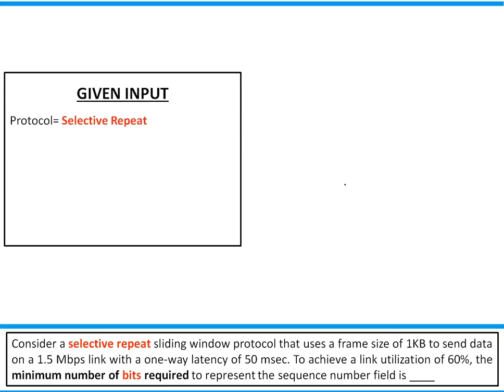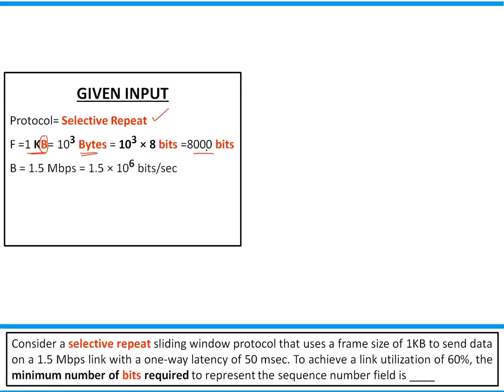What has been given? Protocol is selective repeat. F is equal to 1 KB. Capital B is nothing but bytes, guys. That is 10 power 3 bytes. Small b is bits. Capital B is bytes. So I can call it as 8000 bits. 1.5 Mbps. I converted all into basic units only. 50 milliseconds. Utilization will be 60%. I call it as 6 by 10.